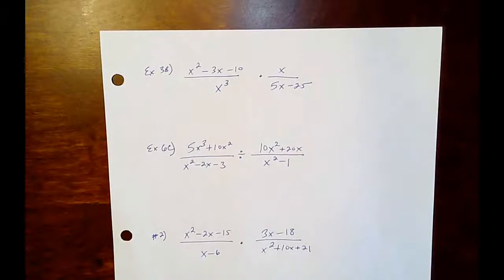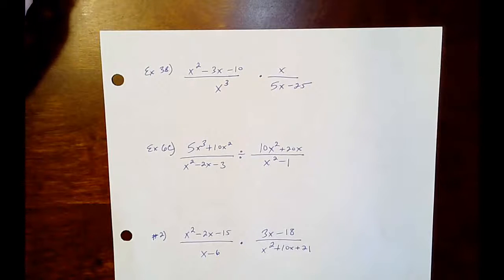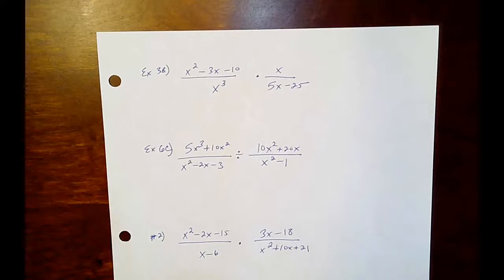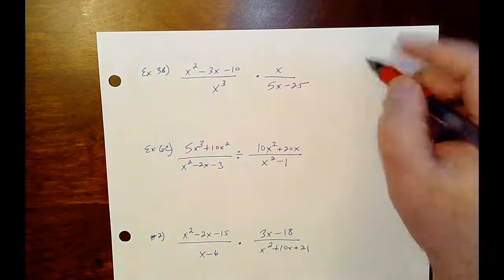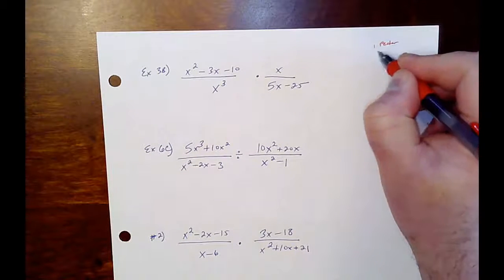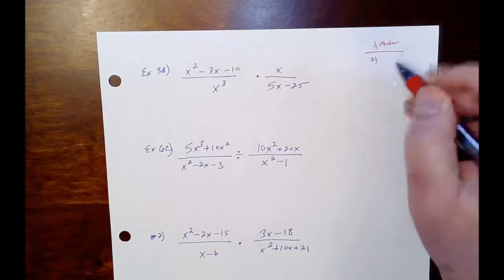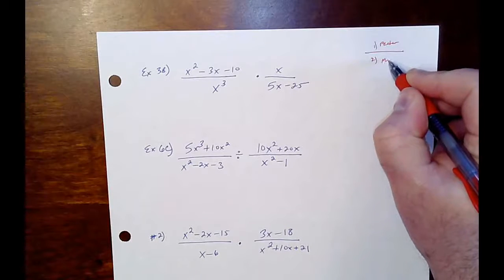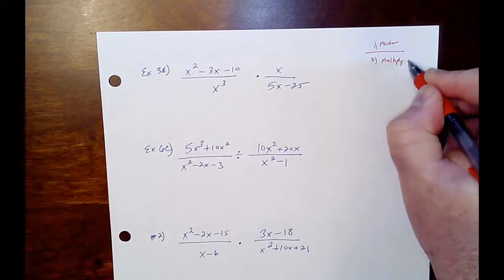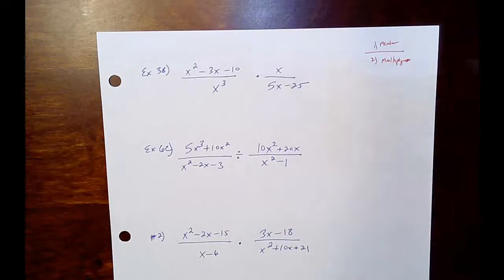Okay, going through the extra help examples for the assignment from Friday. How to multiply things again. Step 1, factor. And step 2, multiply. Or divide. Well, multiply. We really don't divide.